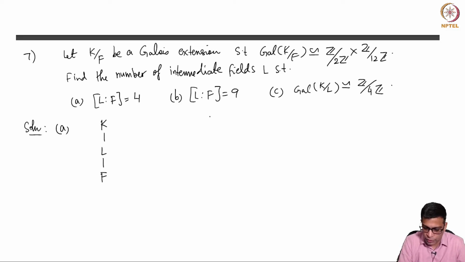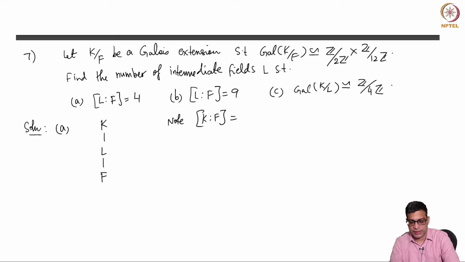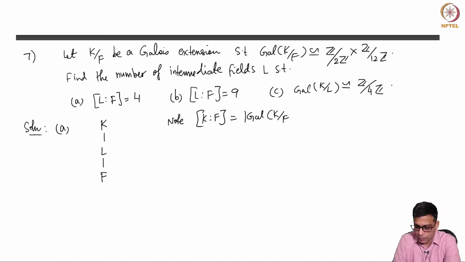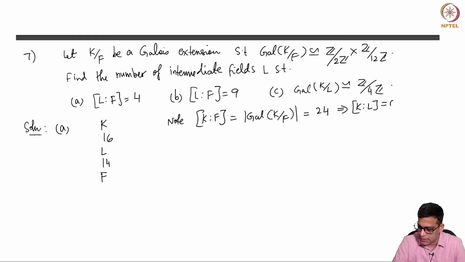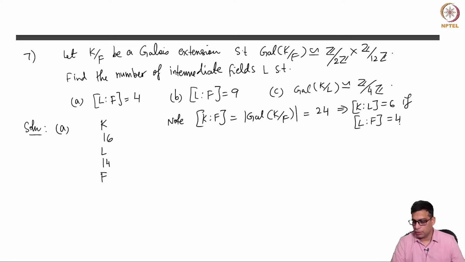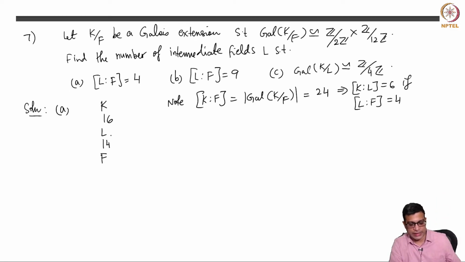What is [K : F]? Because the extension is Galois, this is the order of the group, which is 24, because it's a group isomorphic to Z mod 2 cross Z mod 12. So the first is a group of order 2, the second is a group of order 12. So the product will have order 24. And we want this to be 4, that means this to be 6. So this implies [K : L] is 6 if [L : F] is 4. Okay, so now what are intermediate fields L with this property?